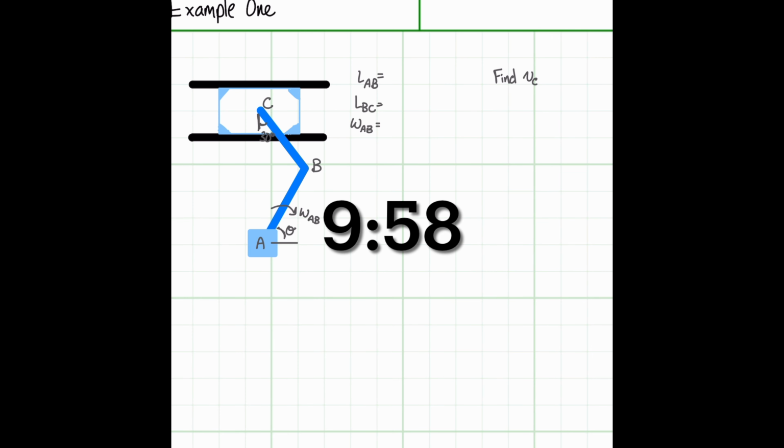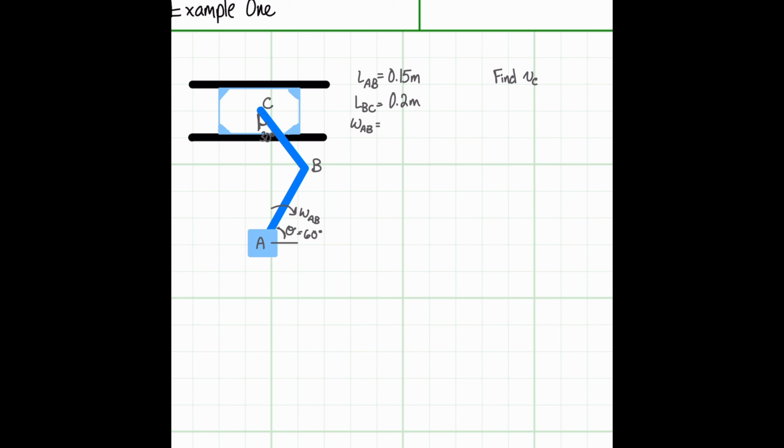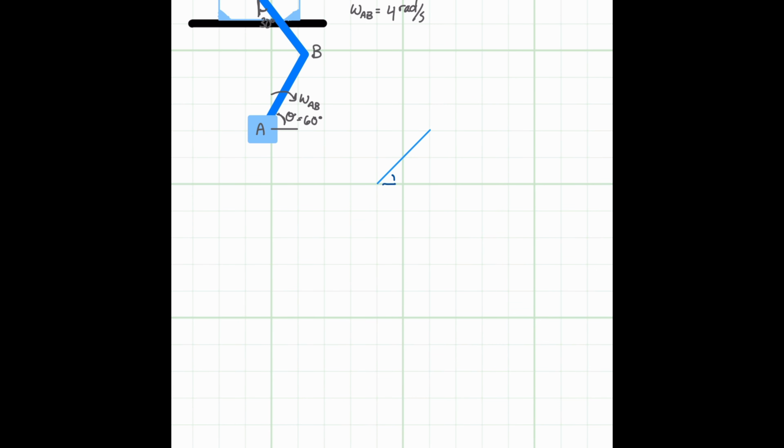Next two examples, you can either watch all the way through or pause after I give the knowns and skip to the timestamps told on screen. For the first example, we're given LAB, LBC, omega AB, and the angle at point A. And we want to find the velocity at C.